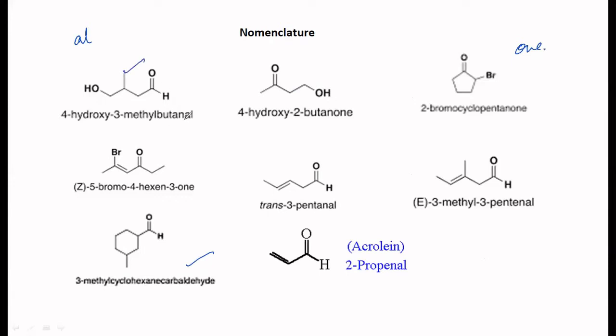So the first one is very simple, 4-hydroxy-3-methylbutanal. So this is an aldehyde. This of course is a ketone, 2-hydroxybutanone. Now in this case, this is also a ketone, but a cyclic ketone, so 2-bromocyclopentanone it is. Now in this case, it has got a double bond as well as a ketonic group.